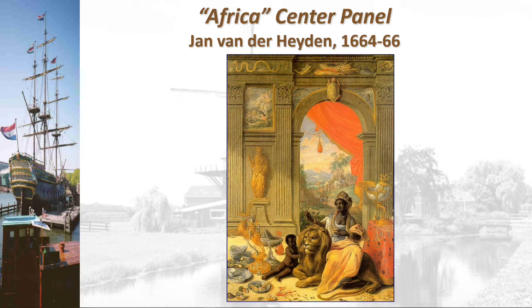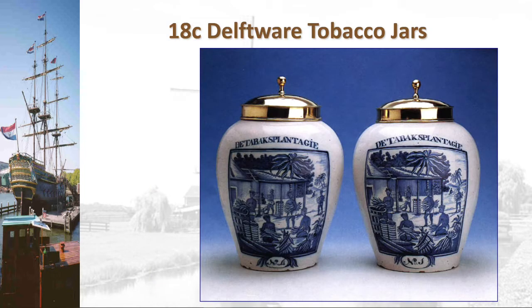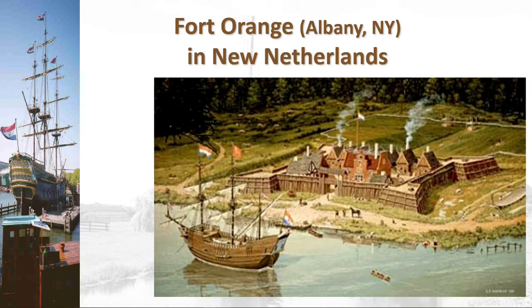Africa. Central panel. This must have been the central panel of maybe a triptych. Dutch Delftware. Of course, Delft is a Dutch city. 18th century Delftware tobacco jars. Fort Orange in the New Netherlands.